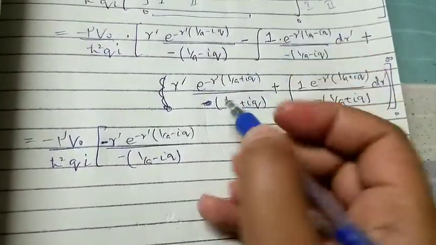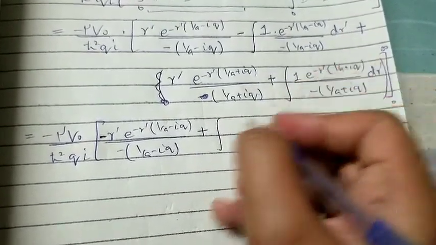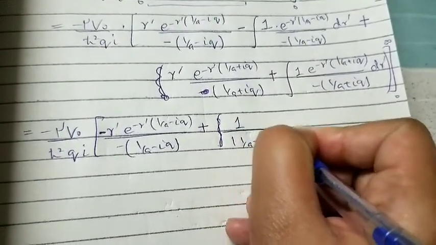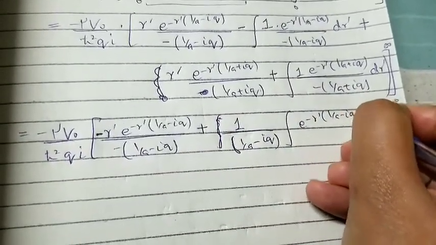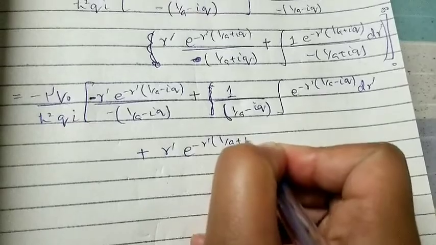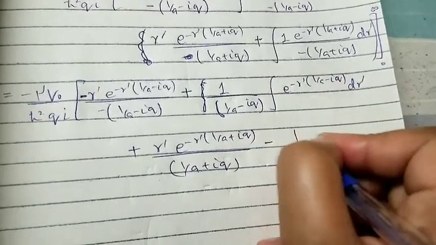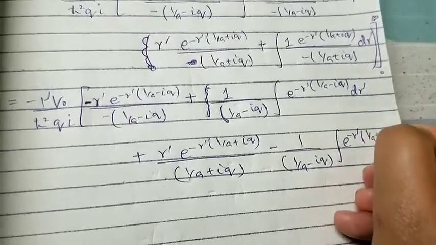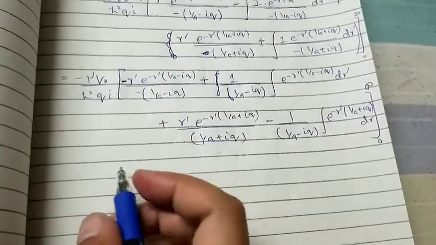This negative sign and this multiply and become positive, and we can take 1 over a minus iota q outside the integral. So 1 over a minus iota q, integration e to the power minus r prime 1 over a minus iota q dr prime, plus this one quantity, and plus minus minus, and 1 over a minus iota q and integration minus r prime 1 over a plus iota q, and limit of integration 0 to infinity on the whole integral.